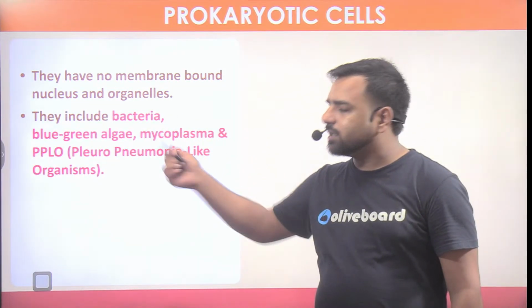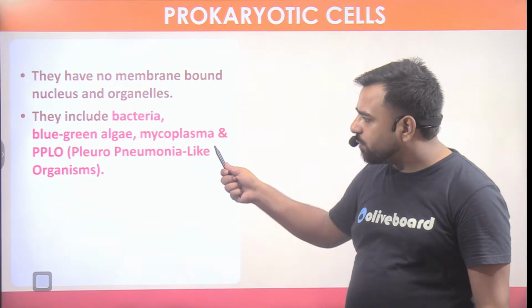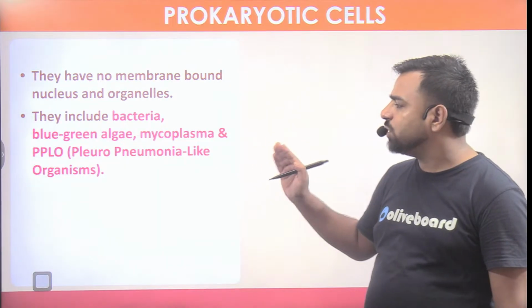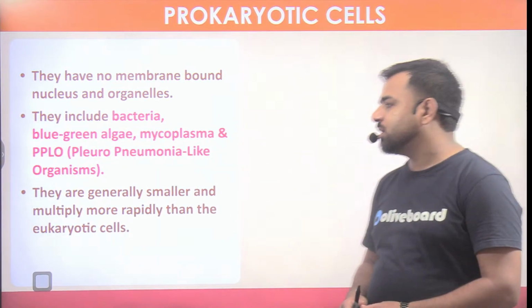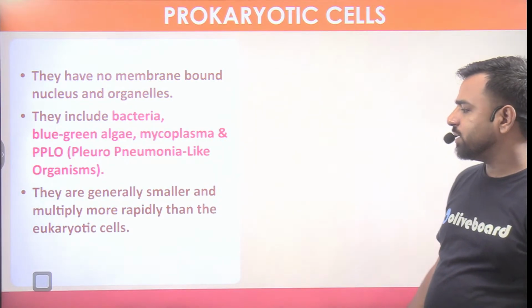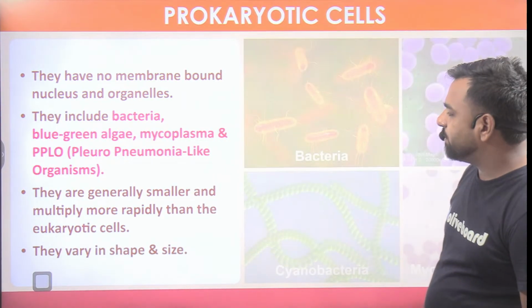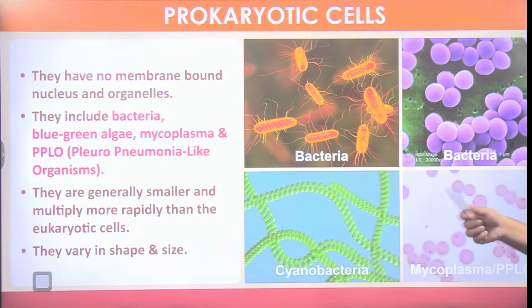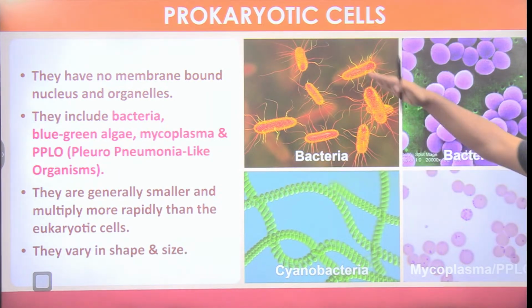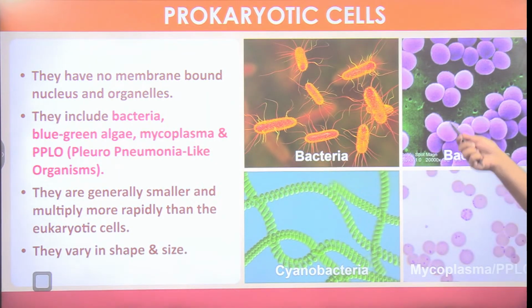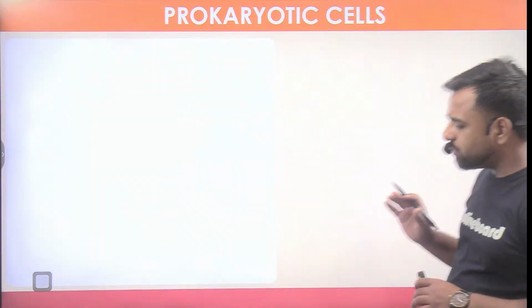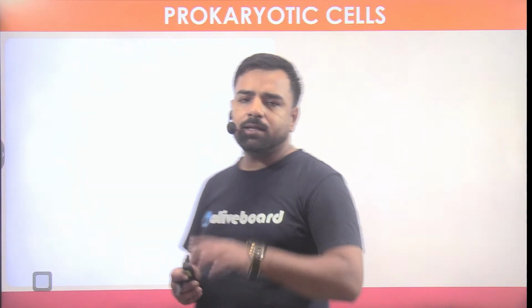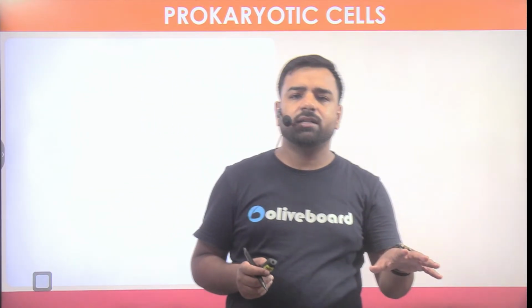They include bacteria, blue-green algae, mycoplasma, PPLO, that is known as pleuropneumonia-like organism. They are generally smaller and multiply more rapidly than the eukaryotic cells, and they vary in shape and size. There are different types of bacteria: bacillus, spherical shaped bacteria, cyanobacteria, and mycoplasma, which are the smallest cells basically. Based on the shape and size, bacteria are named differently.